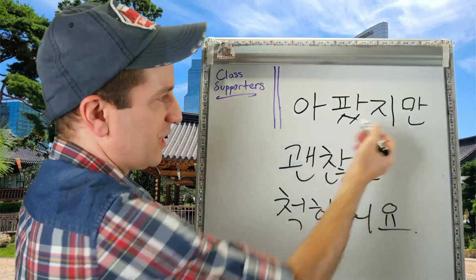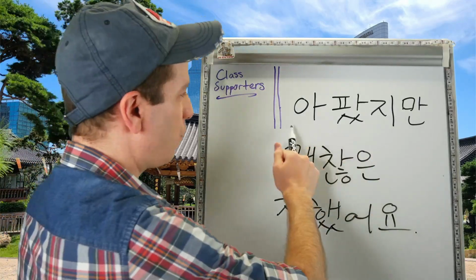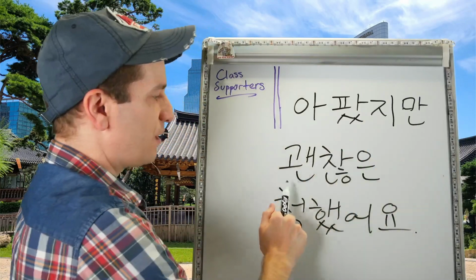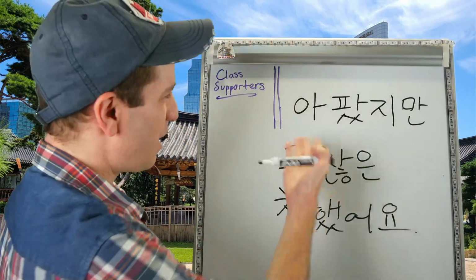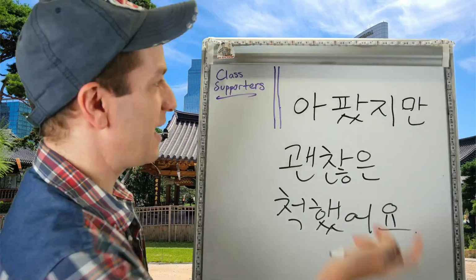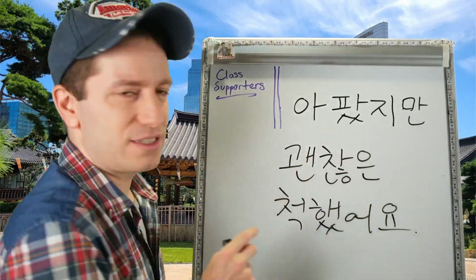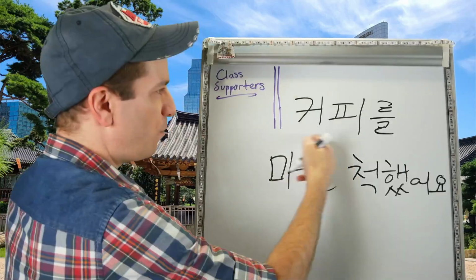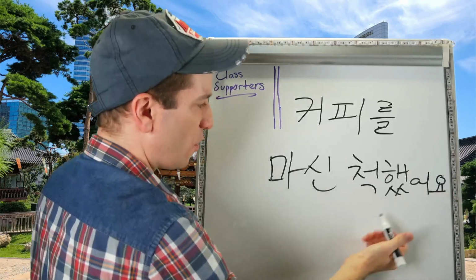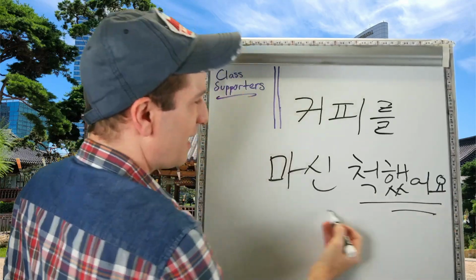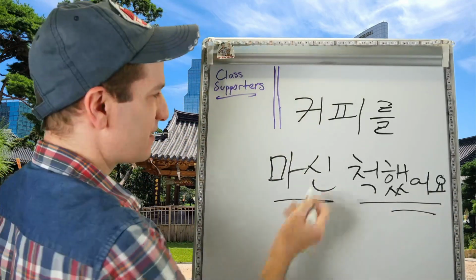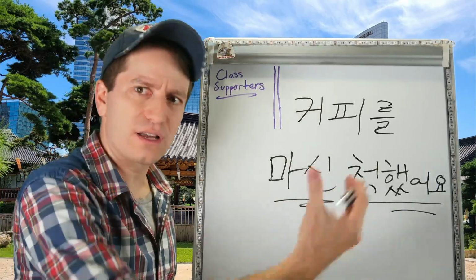아팠지만, 아프다, to be sick or to hurt. So I was sick, but 지만 괜찮은 척 했어요. So I was sick, but I pretended to be okay. 아팠지만 괜찮은 척 했어요. 커피를 마신 척 했어요. So I pretended, past tense, that I had, past tense, so I pretended that I had drunk coffee.